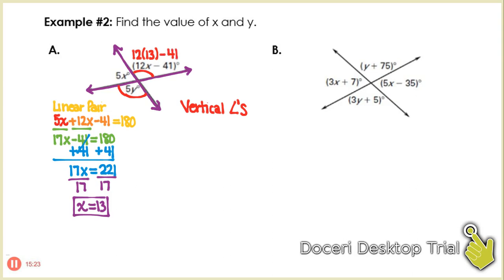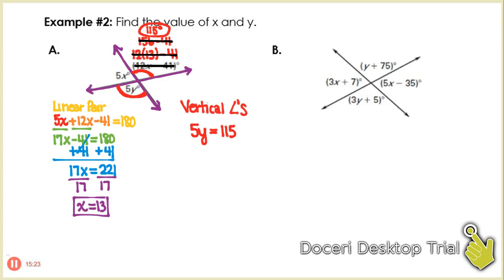So I can take 12 times 13 and get 156, subtract 41, and this angle is 115 degrees. That means that 5y is also 115 degrees. So instead of looking at all of this information with the x in it, I now know that this angle over here is 115 degrees. And then I know that those vertical angles are congruent. So that means that 5y also has to be 115 degrees.